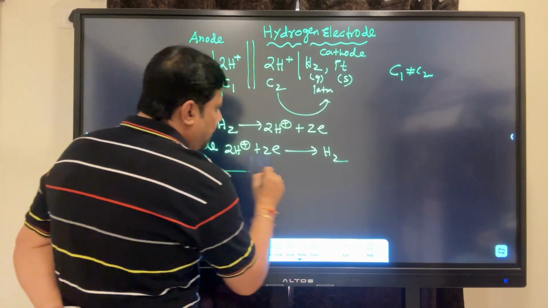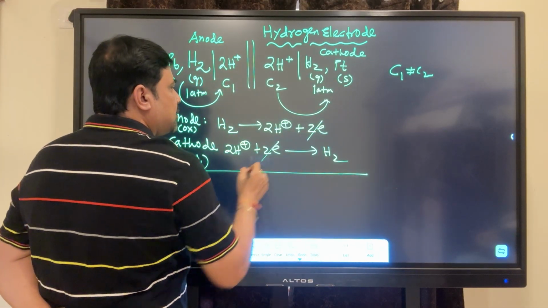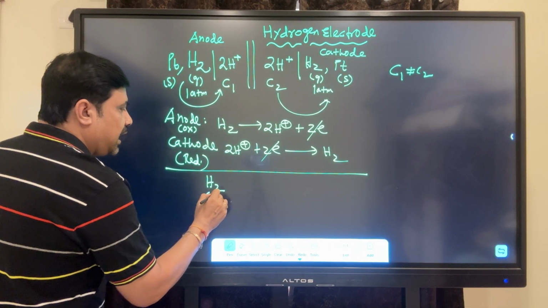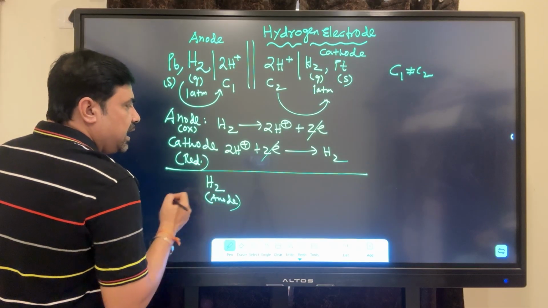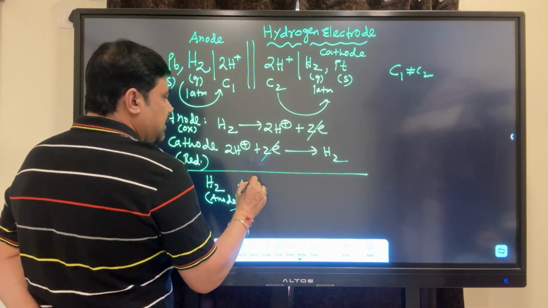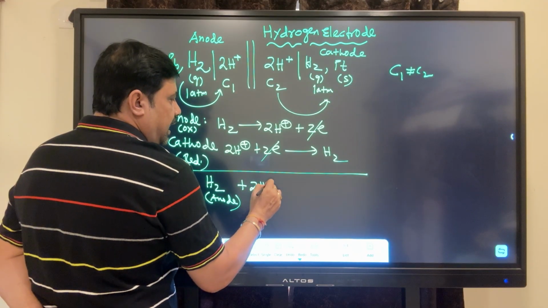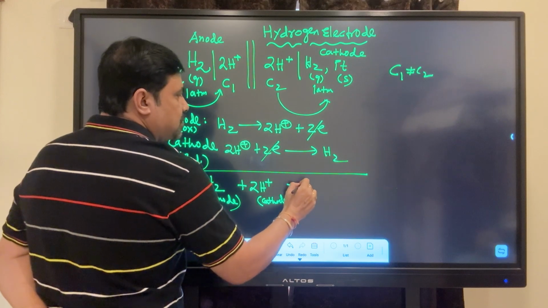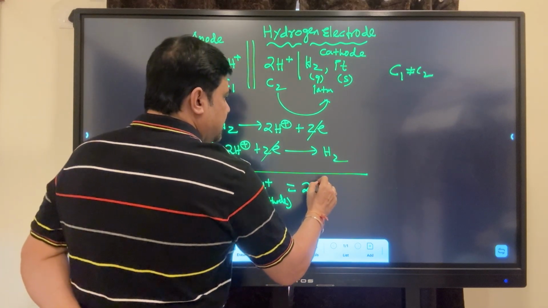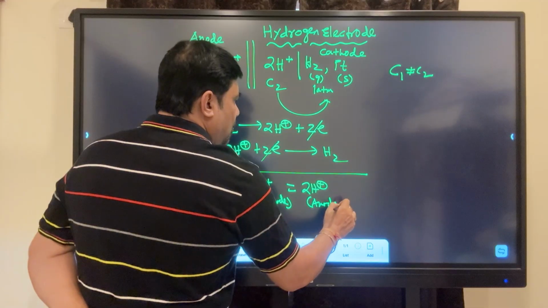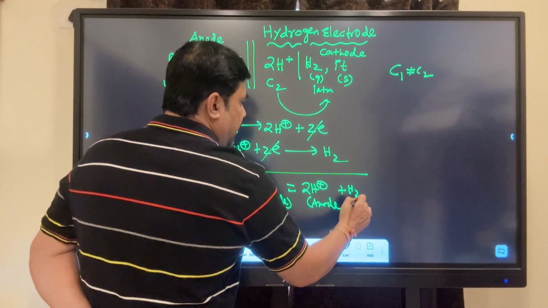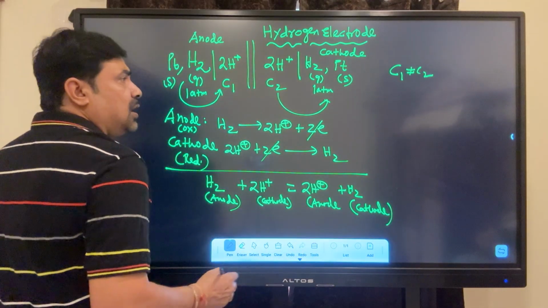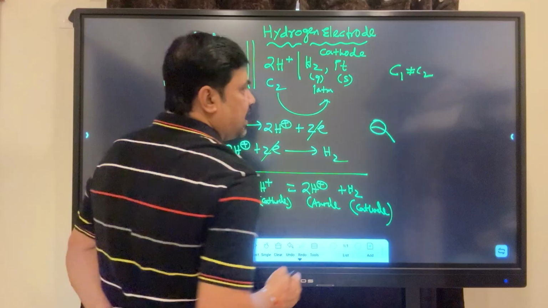Now if I write down the overall reaction, the two electrons will be cancelled out. This hydrogen gas is nothing but your anode. Now, anode H2 plus the cathode 2H plus gives 2H plus in the anode plus H2 in the cathode. This is the situation. Now for this, if I write down the Q, Q means the reaction quotient.